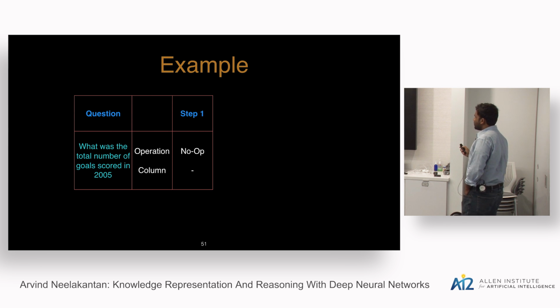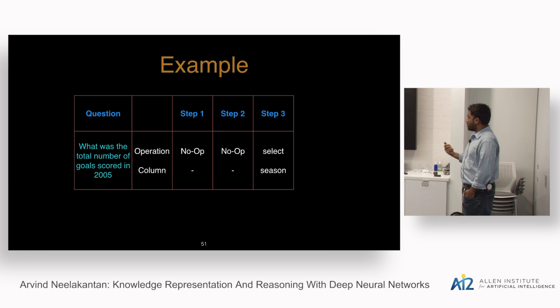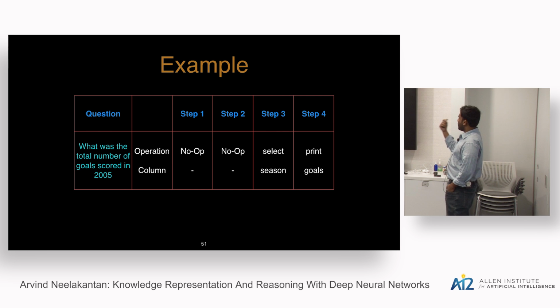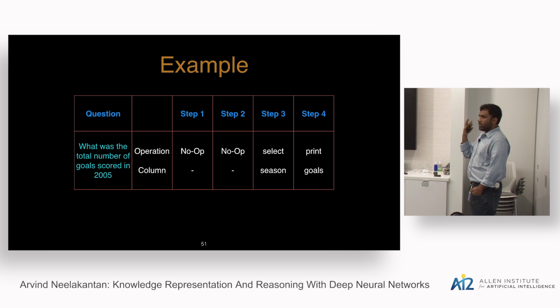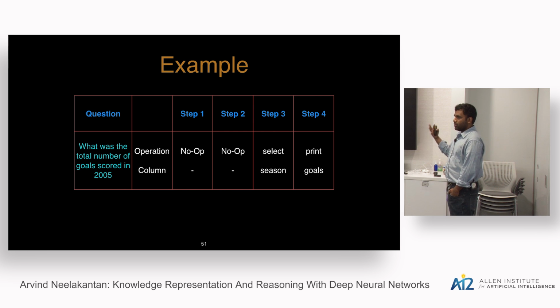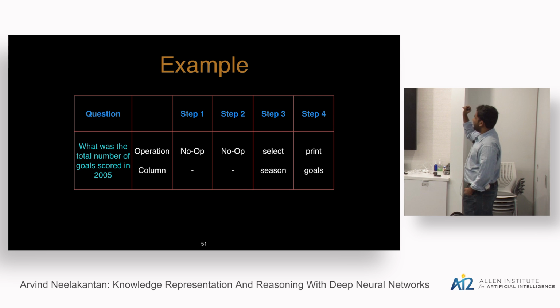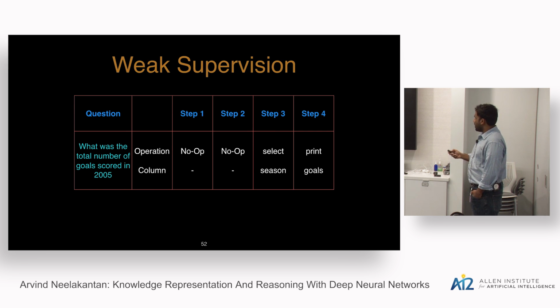So to make things more concrete, I'll go over an example. You're given a question like, what was the total number of goals scored in 2005? This is a question that requires a program of size 2 to be induced. This is one way that the model can answer this question. For the first 2 steps, it picks a no op. Basically, it does nothing. Then it performs a select function on the column season, which selects 2005. And then in step 4, it calls the print function on the goals column. Okay, so this is a way that the model can answer this question. But how do you pass the 2005 to the select season?